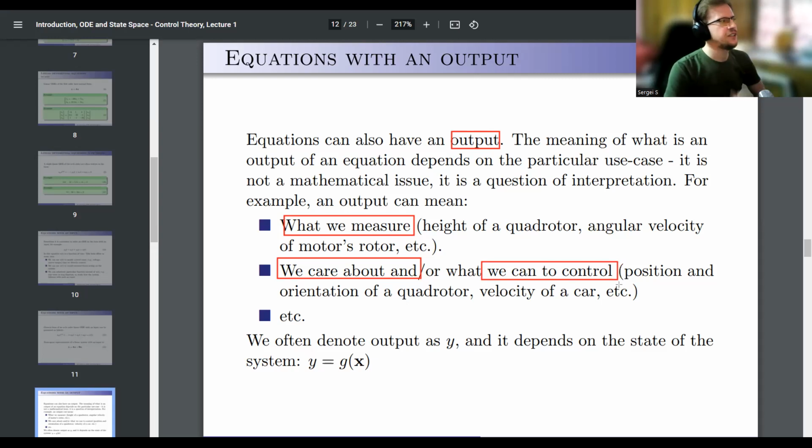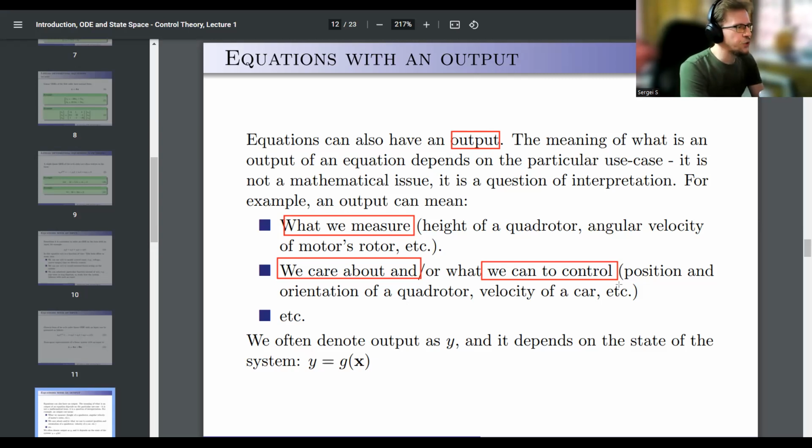Just as an example, let's say you have a drone. If output is what you care about, maybe it is your position, X, Y, Z of your drone. That's what you care about. You want it to be right here, sitting there, like where you ask it to sit. Maybe also you care about its orientation, if you have a camera on the drone. That's what you care about. If your drone has a rotating camera, maybe you don't care about that.